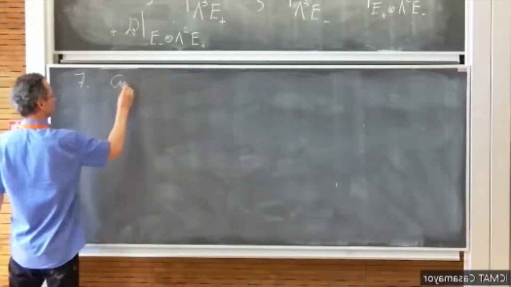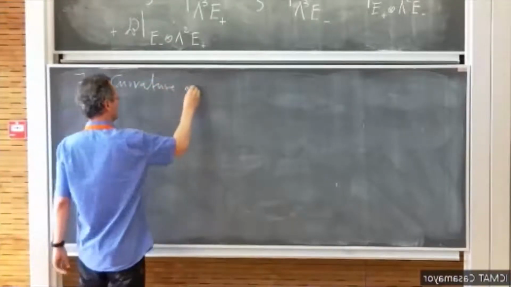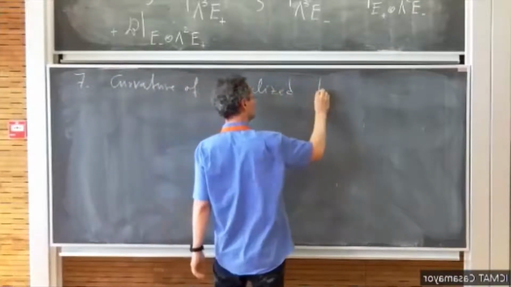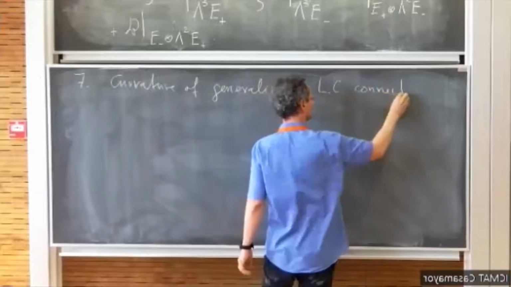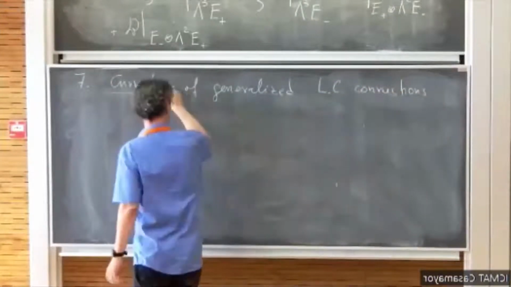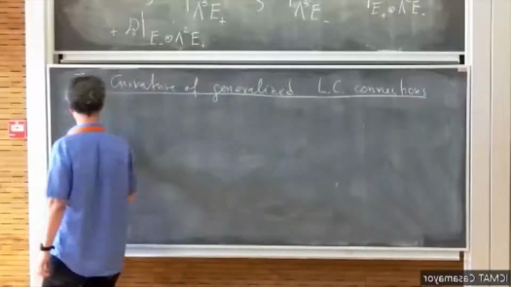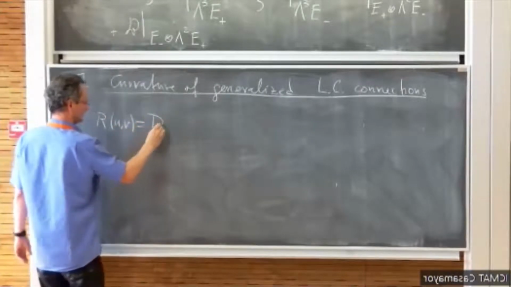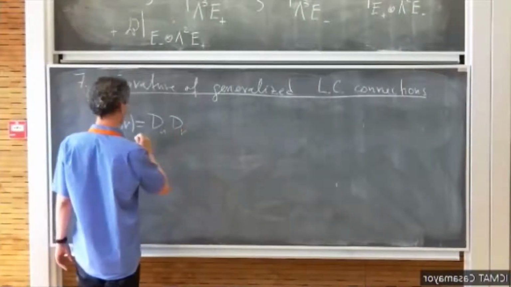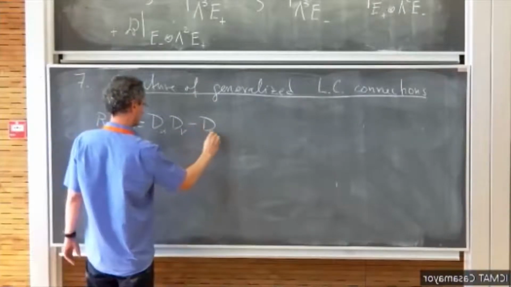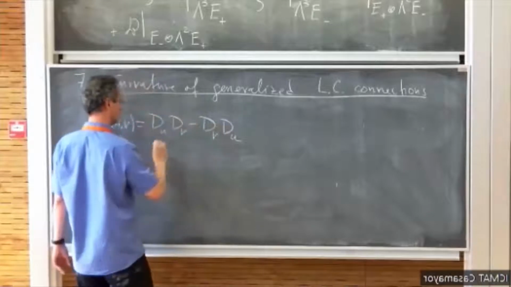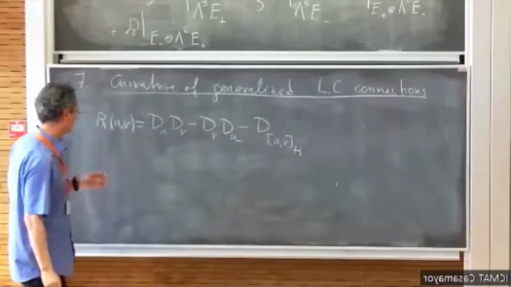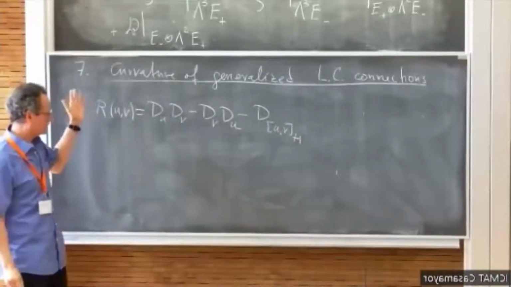Certain also a curvature of generalized Levi-Civita connections. So first of all, for a generalized connection, without any assumption, you can consider, as usual, the operator R(U,V) defined as the second derivative. So when you apply this on some W, it's the second derivative minus D in direction of the bracket of U and W. This is a second order differential operator a priori.